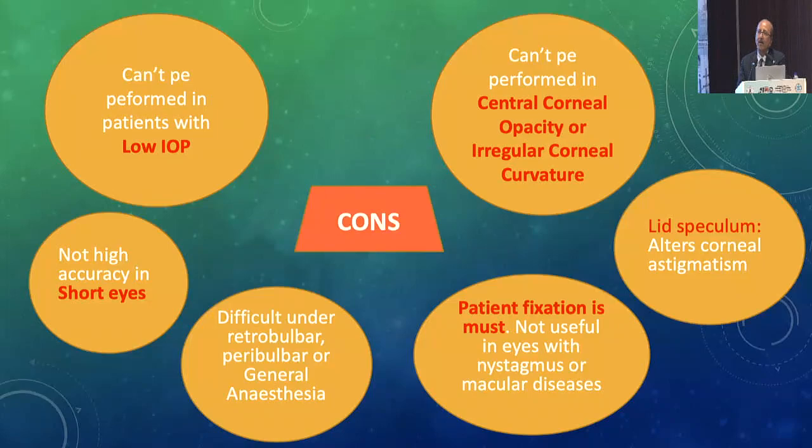There are some problems associated with intraoperative aberrometry. It has less accuracy in short eyes. It cannot be performed if intraocular pressure is low, or if there is a central corneal opacity. The lid speculum will alter the corneal astigmatism. So patient fixation is a must if the patient is under GA. Although we have attempted it in certain situations, it is then much more difficult.